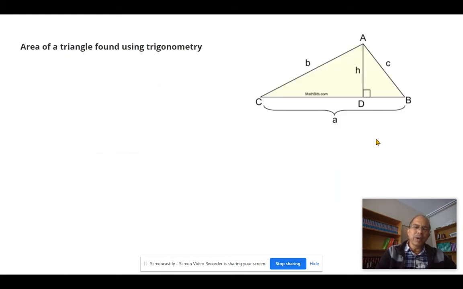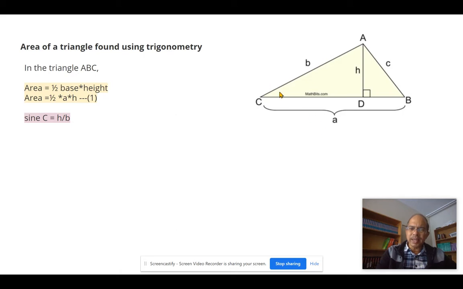So let's go into how to find the area of a triangle using trigonometry. Consider a triangle ABC. Note that the side opposite the angle A is denoted by lowercase a. The side opposite the angle B is denoted by lowercase b. The side opposite angle C is denoted by lowercase c. Now area is base times height times half, or half times a times h in this particular triangle, a and h.